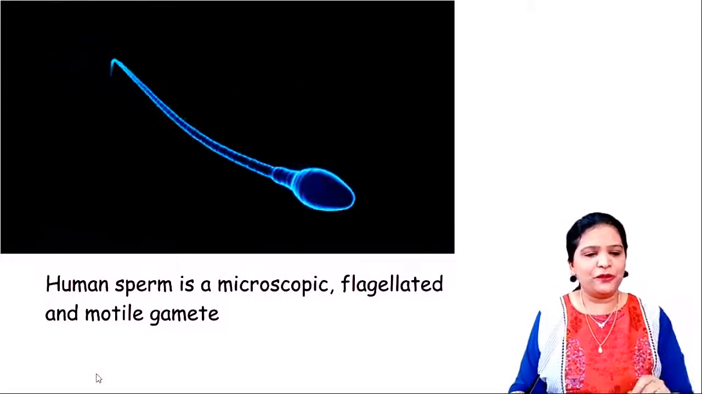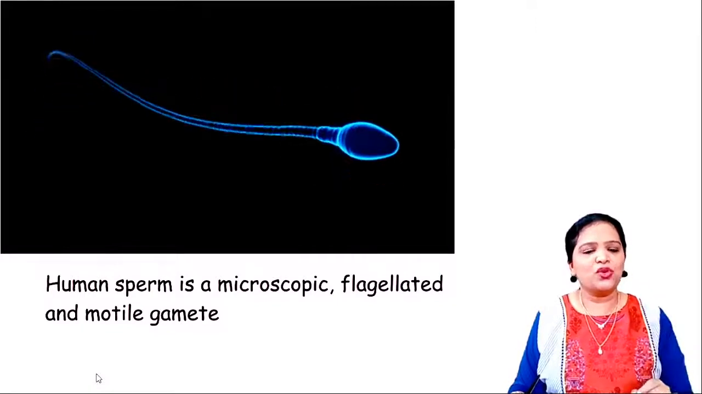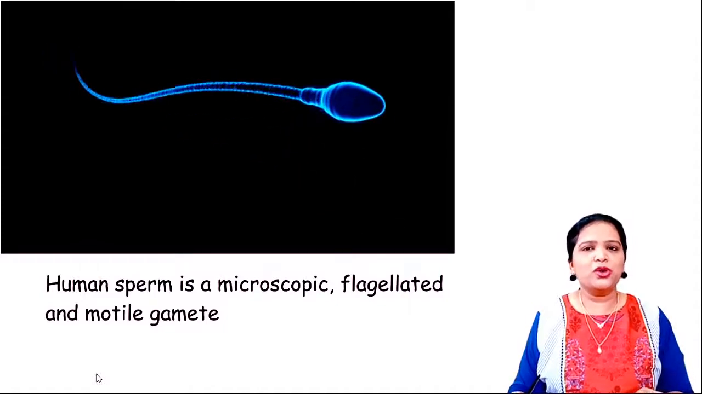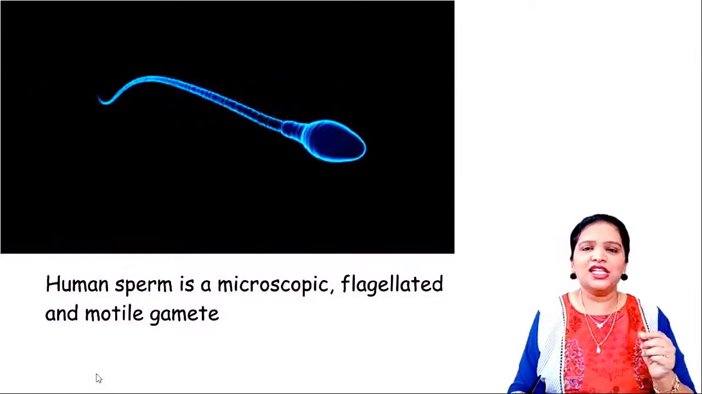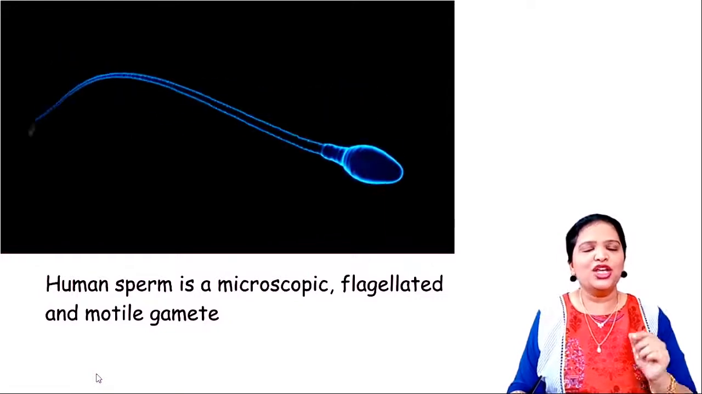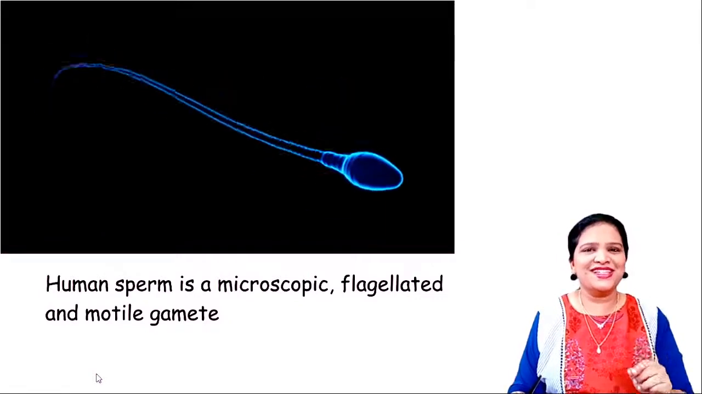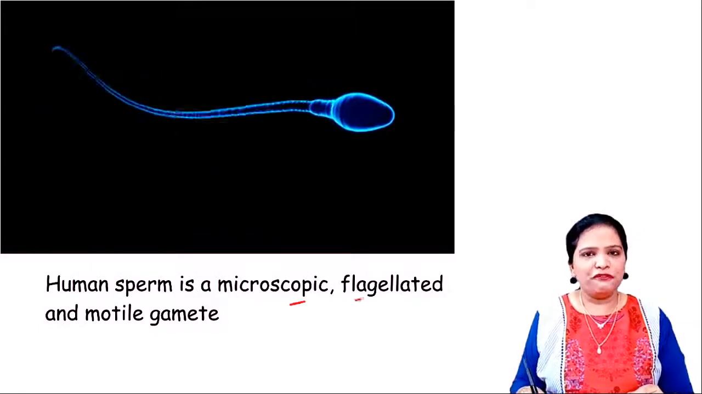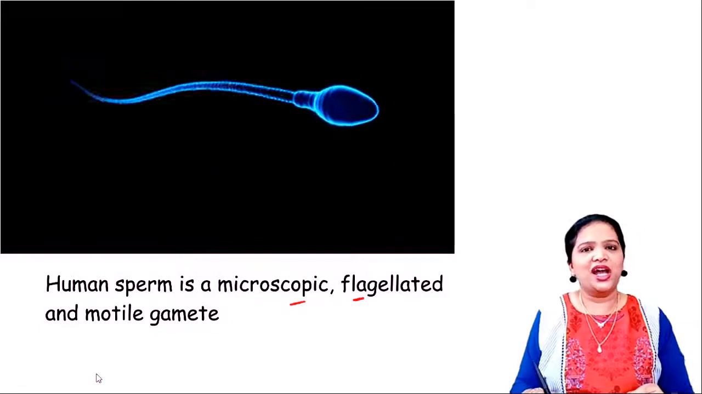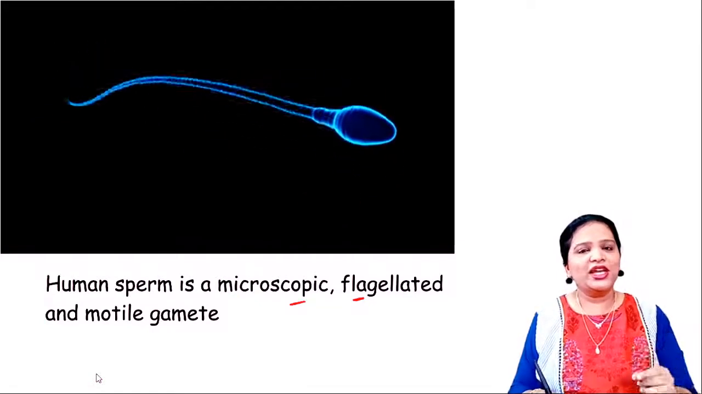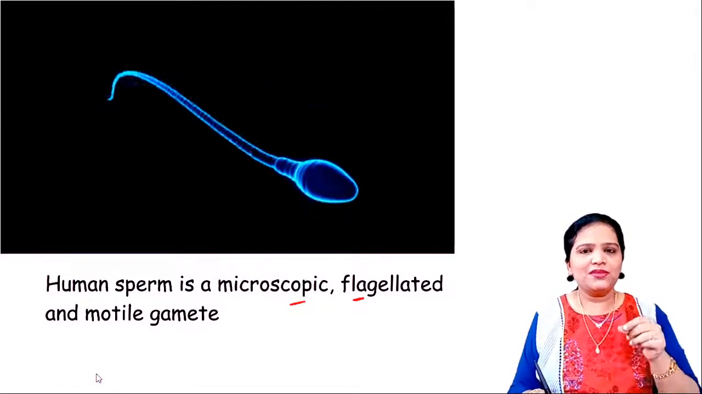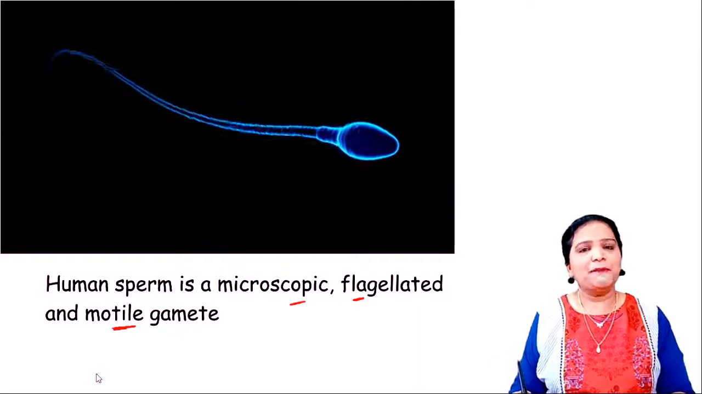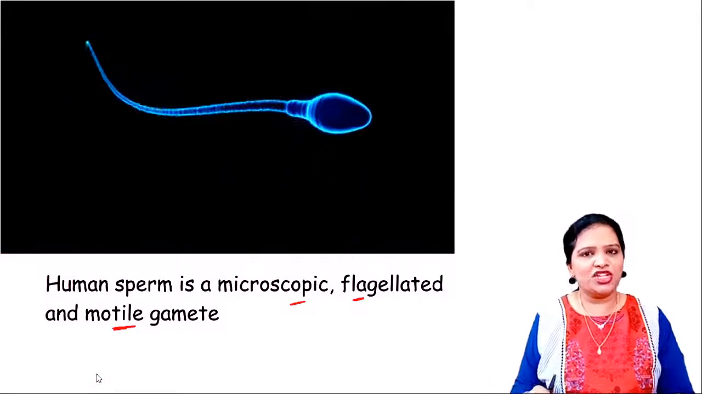Look at this video. Human sperm is a microscopic, flagellated and motile gamete. What do you mean by microscopic? We cannot see sperm with normal eyes. We need a microscope because the size is very small. They have flagella, and with the help of the flagella only they can swim. This movement is called motility. So sperm is a microscopic, flagellated, motile gamete.